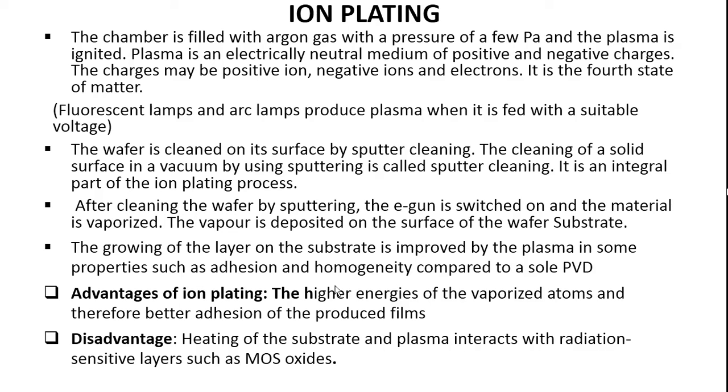Okay, the metal vapor is deposited on the surface of the substrate. The growing of the layer on the substrate is improved by the plasma in some properties such as adhesion. There are different properties of the plasma. This plasma is actually in the fourth state of matter, in which the vapor content of the material that is to be deposited is there in the form of plasma state.